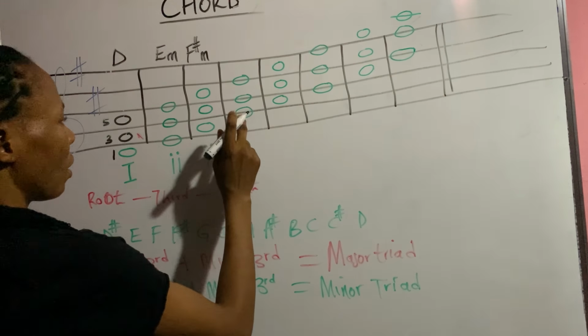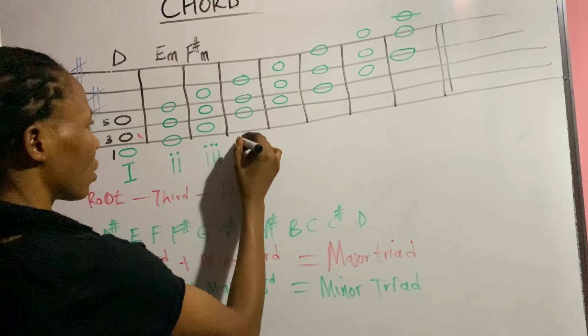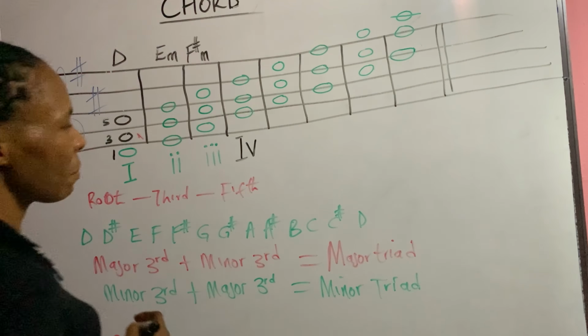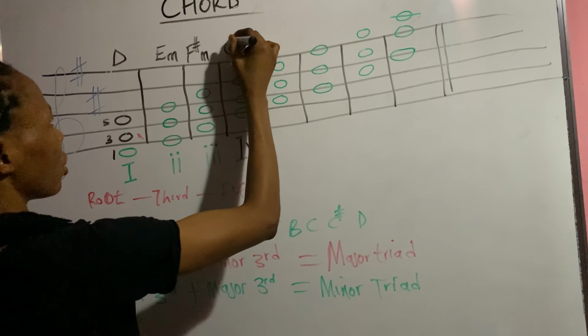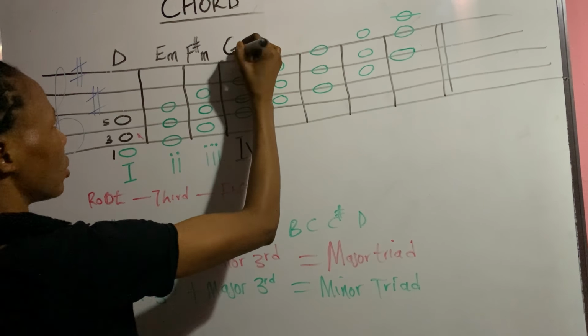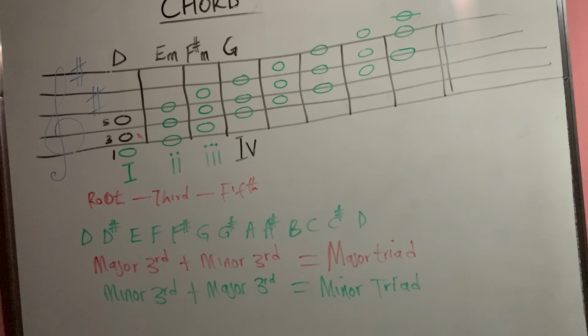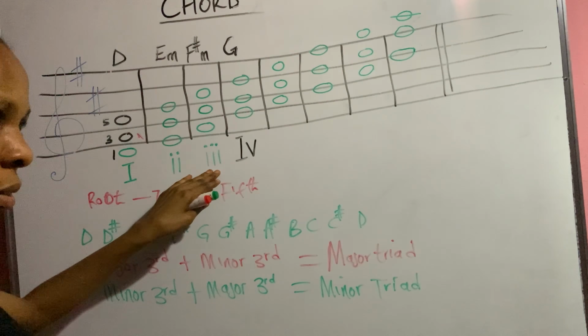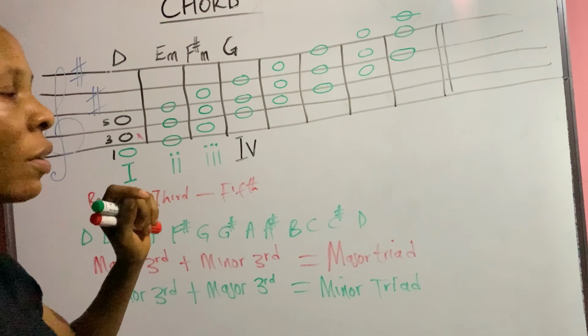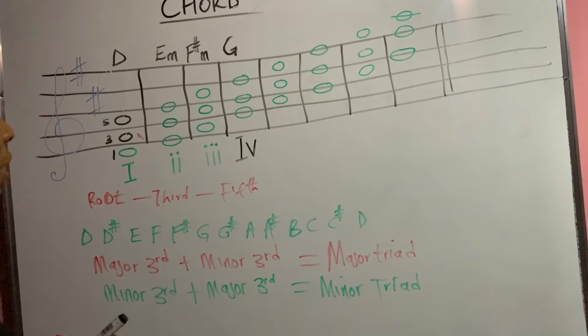So which means you're going to give it a capital letter. So this is G major chord. Well, this is E minor chord. This is F sharp minor chord. Hope you're following us. Okay, then the next one, let's see.